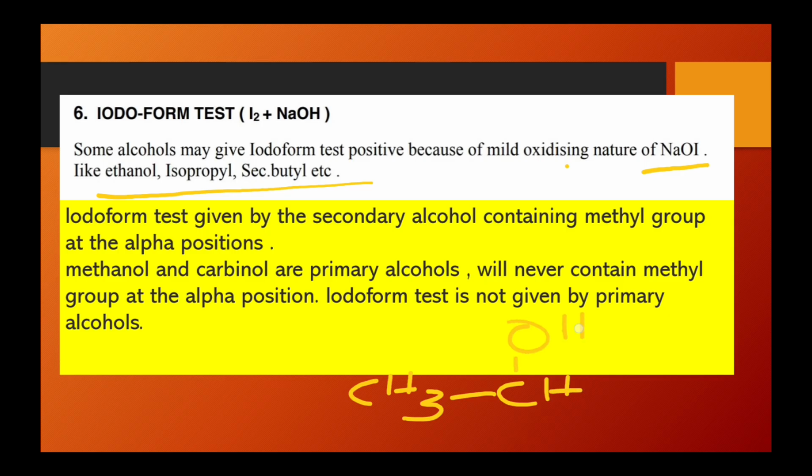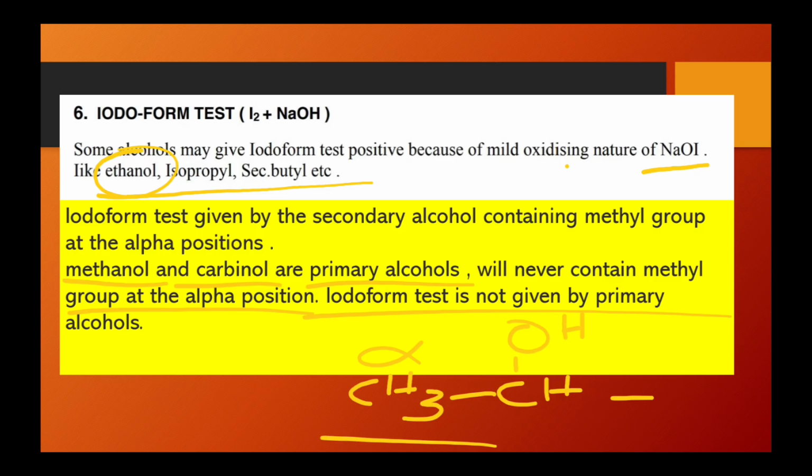CHOH group. This group containing alcohols only will give the iodoform test. That's why in primary alcohols only ethyl alcohol will give the iodoform test. Methanol and carbinols are primary alcohols that do not give this test because there is no methyl group at the alpha position. This is the alpha position. A methyl group at the alpha position is a must.